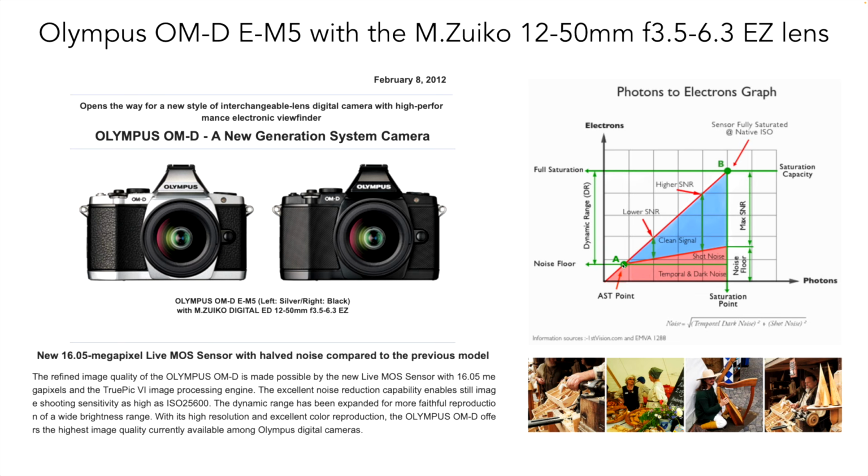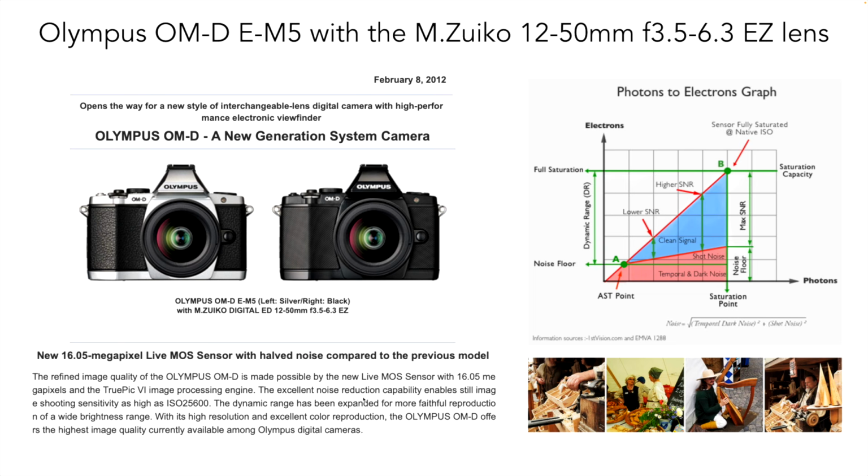That means this AST point is moving down here, is now sitting here, and the shot noise is also moving down. So my SNR and the maximum SNR is increased, and the dynamic range is increasing, because this line here is moving down a little bit. And you will see they also mention an increase in dynamic range with the EM5.